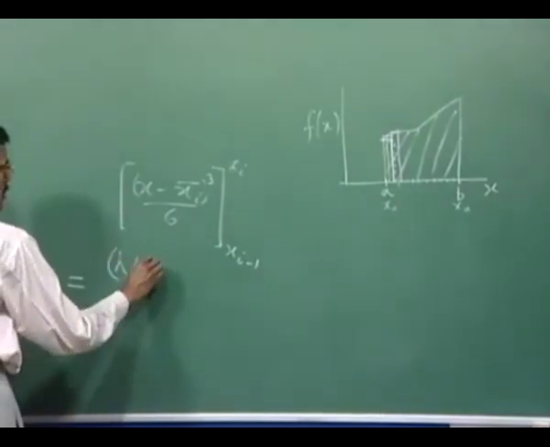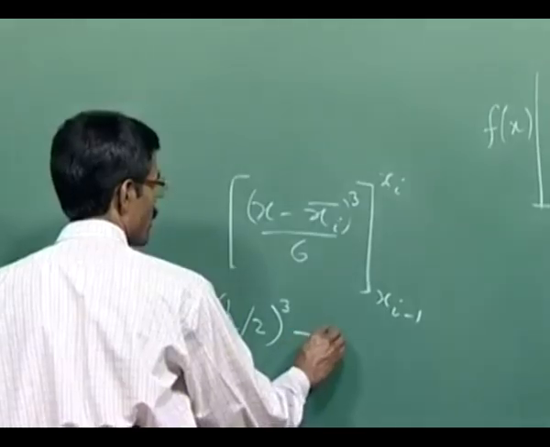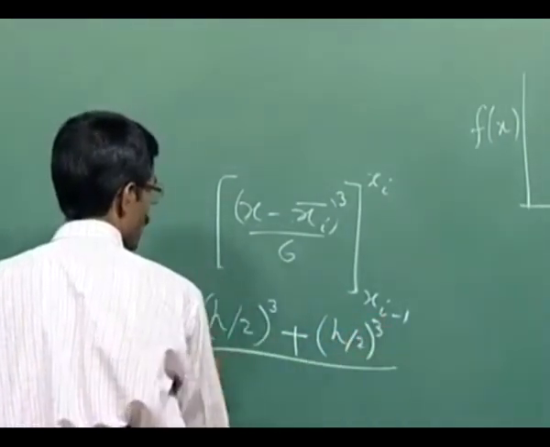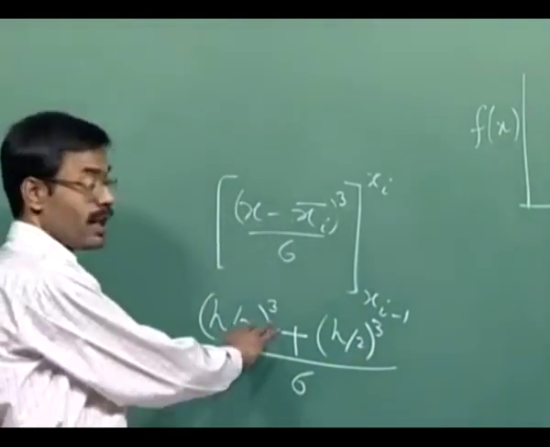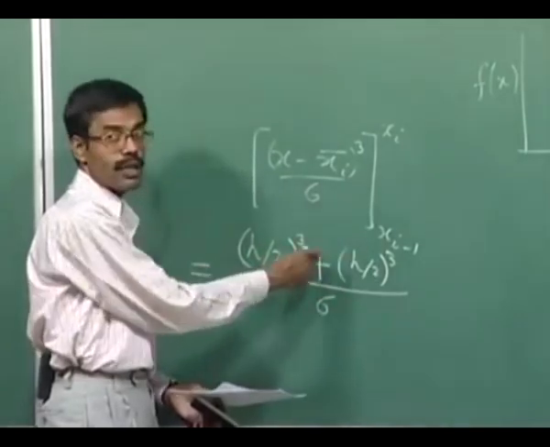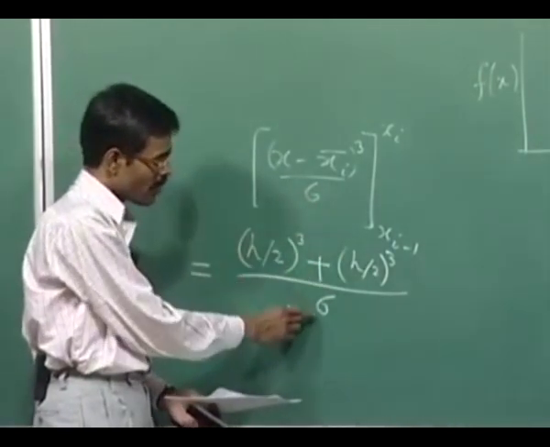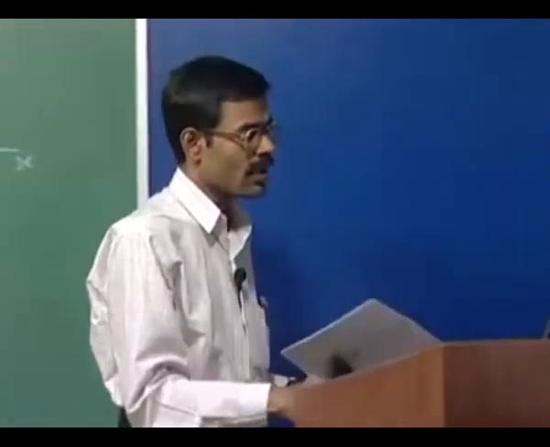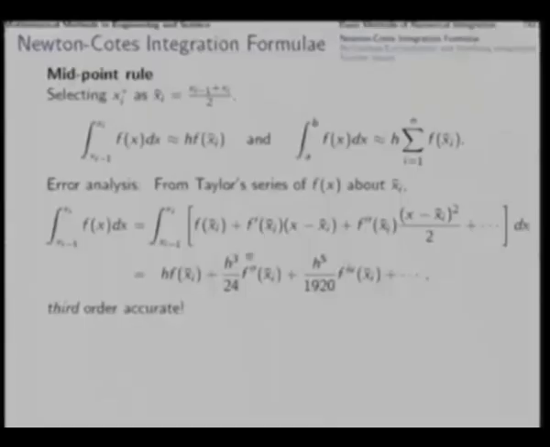So, we will get h by 2 cube minus h by 2 cube, which will give us this. Here the terms will survive. So, h cube by 8 plus h cube by 8, that is h cube by 4 divided by 6, that means h cube by 24 we will get. So, that shows us that the leading error term will be this, and similarly we will find that the f triple prime term will get cancelled just like this part, and the next term, if you calculate, you will find that you will get this.